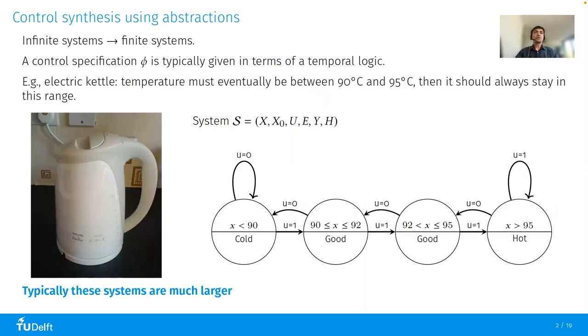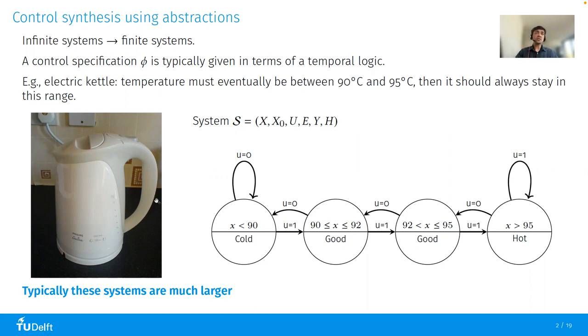A popular approach for control synthesis of hybrid systems, or systems with difficult complex specifications, is by using abstractions, meaning we convert the original control systems that are infinite state into finite state systems, where we have algorithms that can solve a control problem in finite time. Control specification is typically given in terms of a temporal logic.